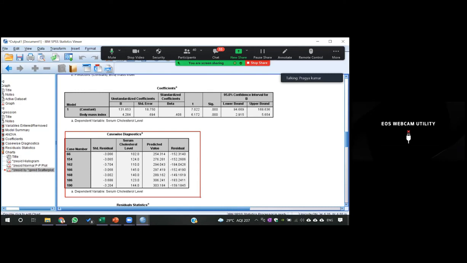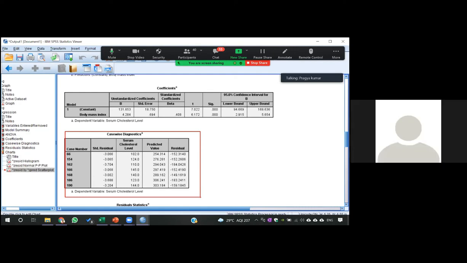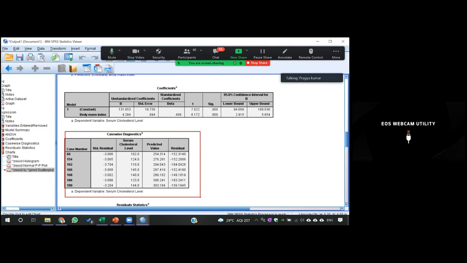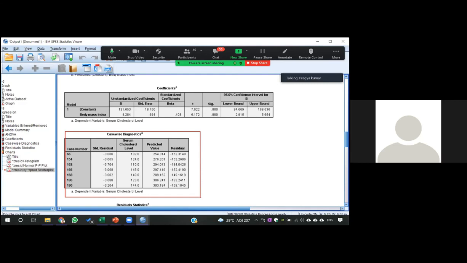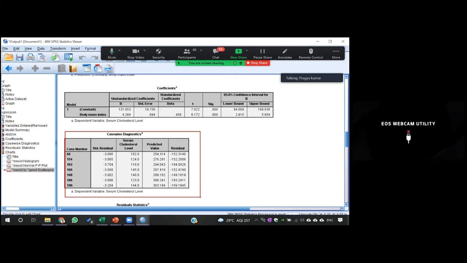Okay. Now, if you just interpret this standard residual column, can you say which two case numbers have the highest standardized residual? Ma'am, the highest standardized residual is in case number 186, that is minus 3.688, and case number 162, that is minus 3.704. It is outside 3 standard deviations. Yes, thank you, Ria. So all the case numbers it is showing are outside 3 standard deviations.